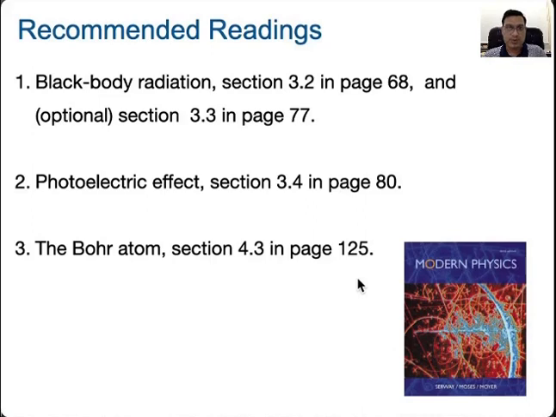Now, before I end this lecture, if you would like to read further about these topics, these are the sections where you could read from the same book, Modern Physics by Serway and others. For black body radiation, you could go to section 3.2, page 68. If you want to know more about black body, as I said, this is not easy to understand unless you know statistical quantum physics. Only then will you be able to understand Planck's mathematical explanation. For the photoelectric effect, you may go to section 3.4 on page 80, and for the Bohr atom, you need to go to chapter 4, section 4.3 on page 125.